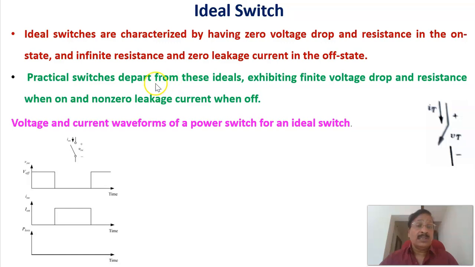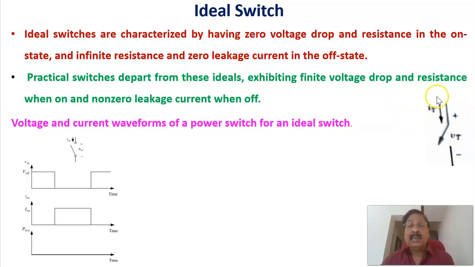Practical switches depart from these characteristics, exhibiting a finite voltage drop and a finite forward resistance when the switch is on, and there will be a non-zero leakage current when it is off. Therefore, this is the practical case. It is different from the ideal switch conditions.